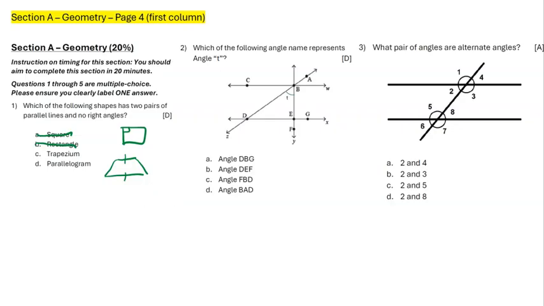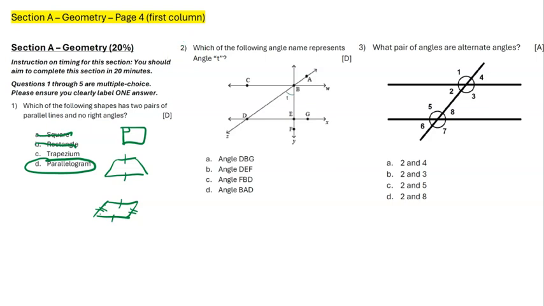And then finally, the parallelogram, that's when you've got one that looks like this. You've got parallel lines at the top and the bottom. The two sides will be parallel, and none of those angles at the top and bottom will be right angles. That means our answer is going to be D, parallelogram. Let's get into question number 2 now.